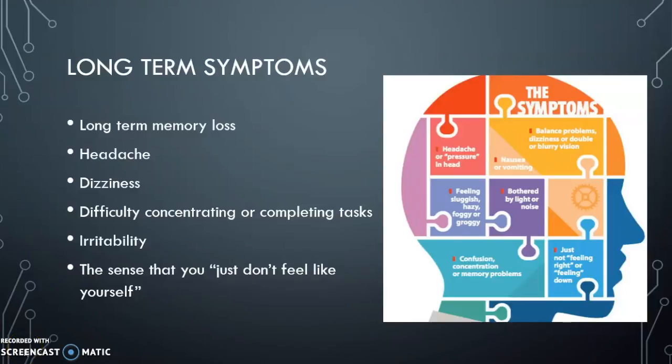Long-term symptoms. Most concussions and other mild traumatic brain injuries, MTBIs, should completely resolve within 1 to 6 weeks. Some people, however, experience post-concussion syndrome, PCS, with symptoms lasting longer than this. Post-concussion syndrome can include physical, cognitive, and emotional problems including long-term memory loss, headache, dizziness, difficulty concentrating or completing tasks, irritation, or the sense that you just don't feel like yourself.